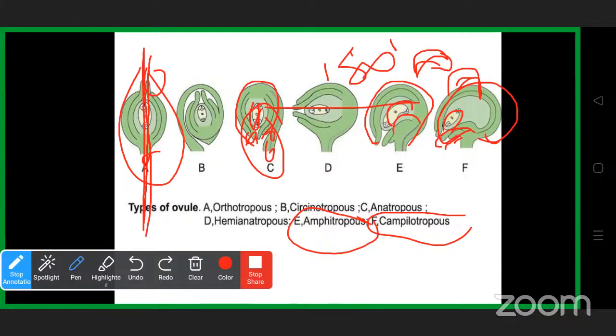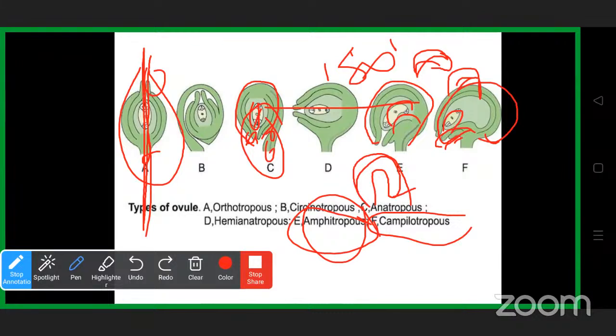Curved embryo is present in so many competitive exam examples. Embryo curved into U shape. Along with the ovule, the embryo also curves. That is there in the amphitropous ovule. Here, horseshoe-shaped embryos. What type of embryo? Horseshoe type of the ovules are present.